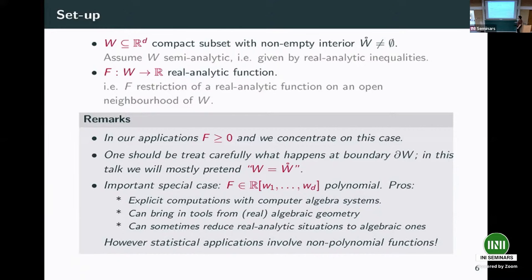An important special case is the case of polynomials. It is a case where we can do explicit computation, including with computer algebra systems. We can bring more tools from algebraic geometry and real algebraic geometry, and in some cases it is possible to reduce real analytic situations to algebraic ones for this real log-canonical threshold. But the statistical applications really involve real analytic functions which are not polynomial.